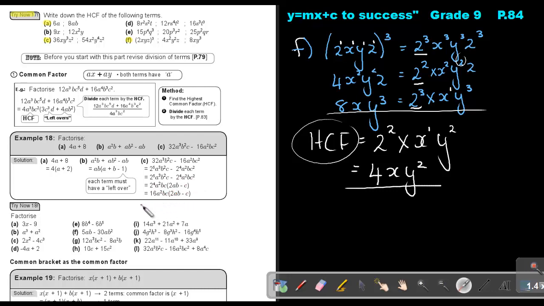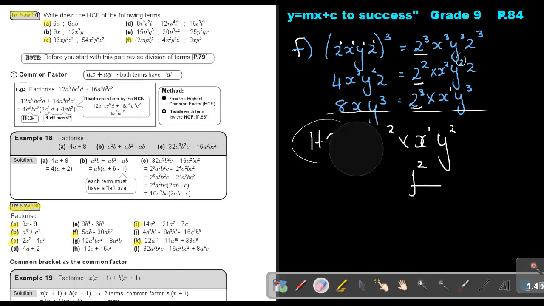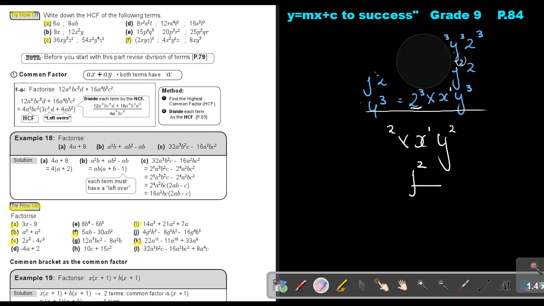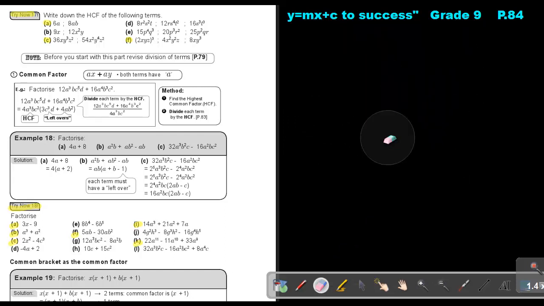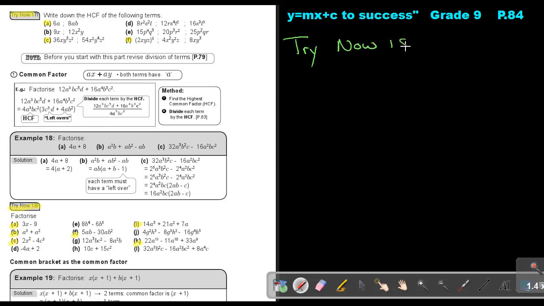Okay. I want you to do the following sums for me. Try now 18. Just do number A, B, C, F, I, and K. Okay. Let's just start. Okay. We are try now 80. And we are going to take out a common factor. That's our first factorization. Okay, so let's start with number A.